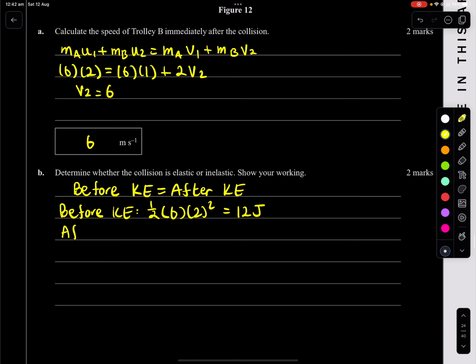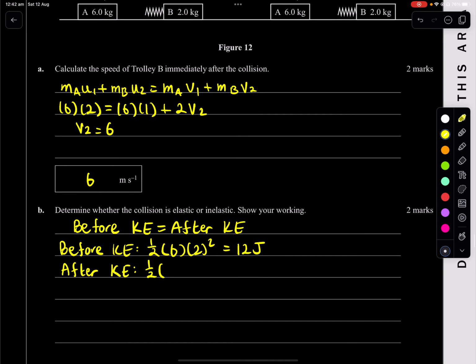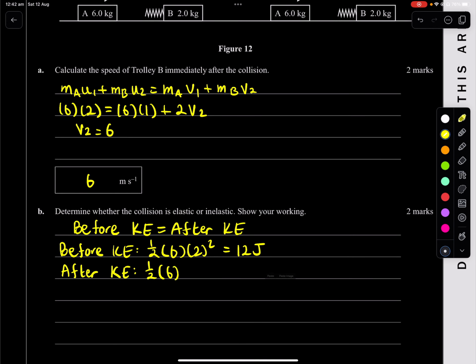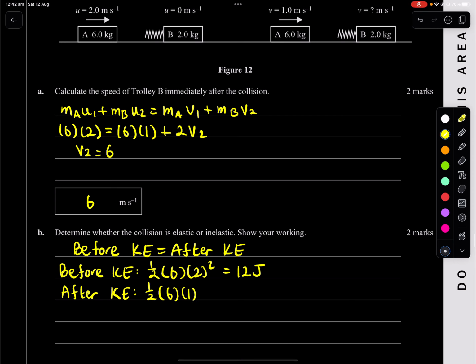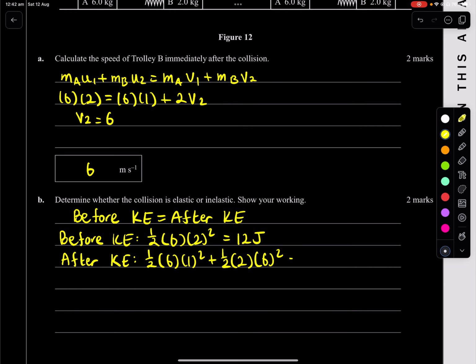Your after kinetic energy is half 6, 1 squared, plus half 2, and we already calculated that velocity, which was 6 squared. So it's 3 plus 36, which is 12.